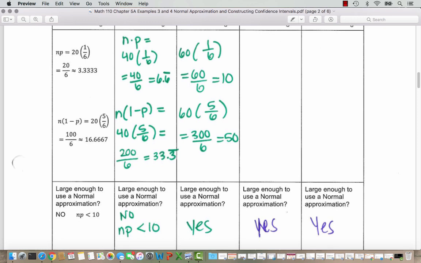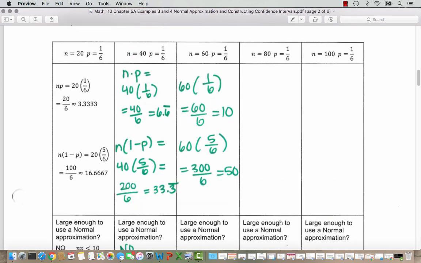So when we say, is this a large enough sample to use a normal approximation, we can put a big no here and say our n times p, our expected value, is less than 10. The n times 1 minus p was big enough, but both values needed to be at least 10. So let's go even bigger. Let's go up to n equals 40 sample size, still using p equals 1 out of 6.